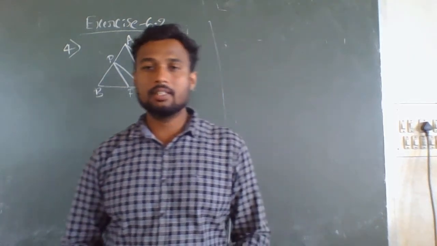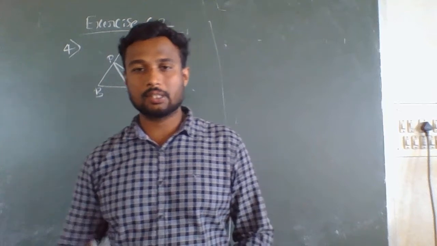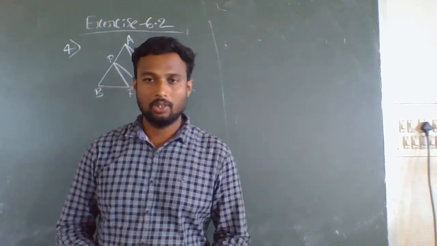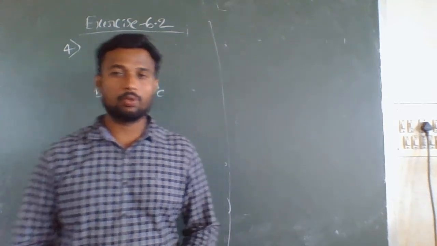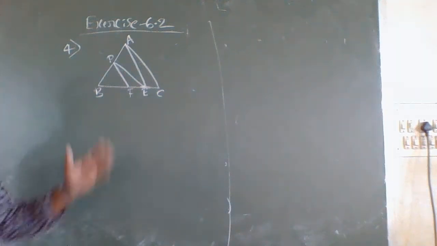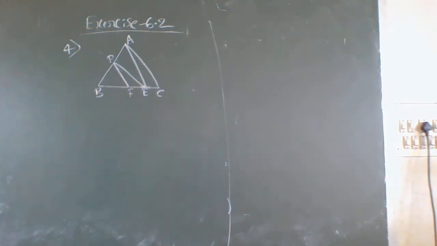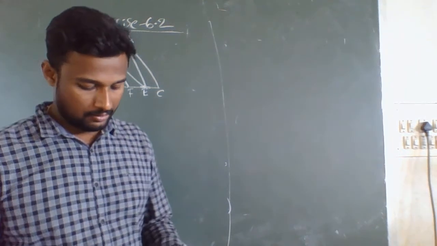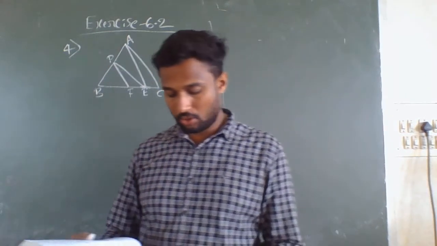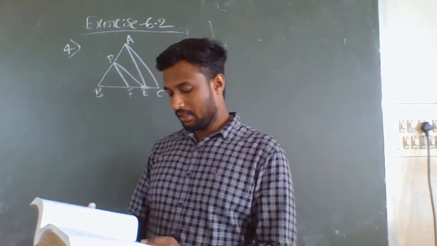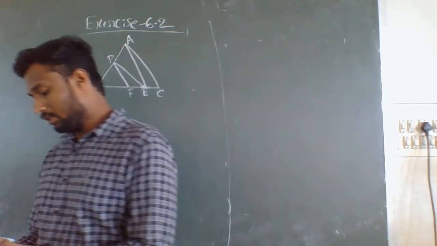In the previous class I discussed the first three problems of exercise 6.2. So today I will continue with the fourth problem of exercise 6.2, and this is the diagram given for the fourth problem. In figure 6.19, DE is parallel to AC.